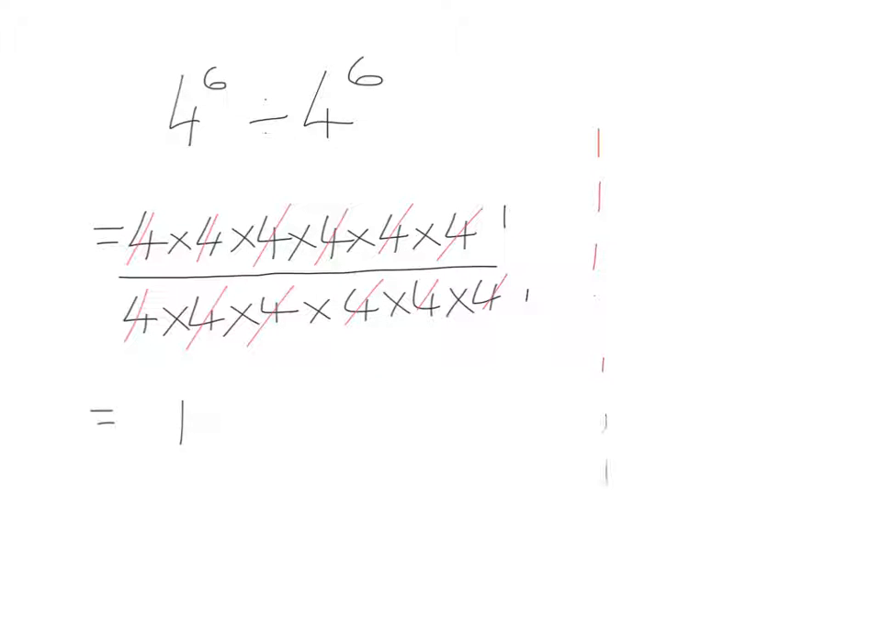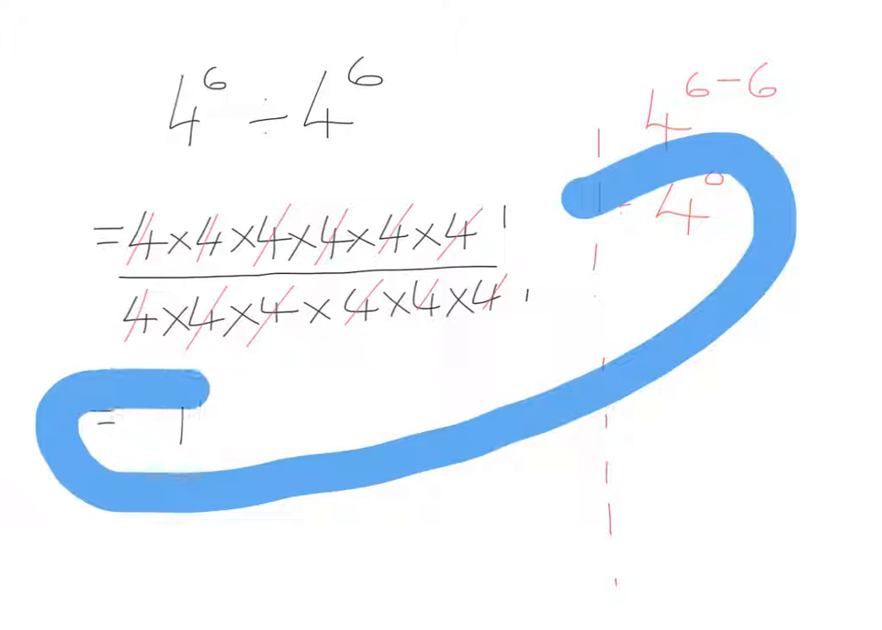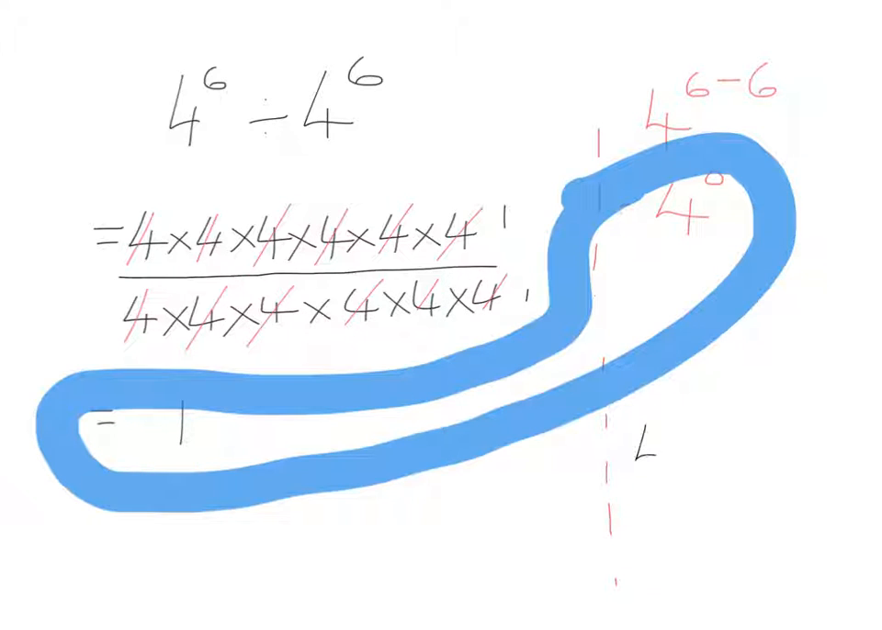Or we could use our knowledge of indices. So if we're dividing, we subtract. So it's going to be 4 to the power of 6 take away 6. So 6 take away 6 is 0. So what we can do is we can claim that 4 to the power of 0 is equal to 1. We can say that 4 to the power of 0 is 1.